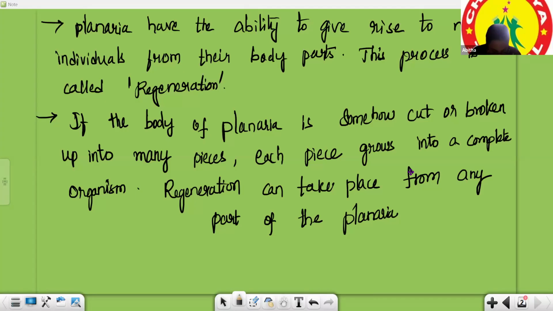Vegetative propagation, vegetative reproduction is completed, students. Ma'am taught you earlier. No, ma'am, we only finished budding and a little bit of fragmentation in class. Okay, let's start vegetative propagation next.